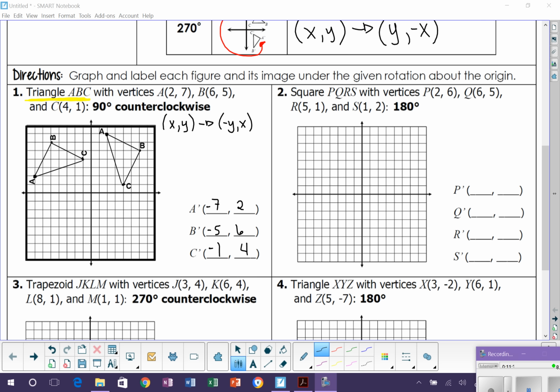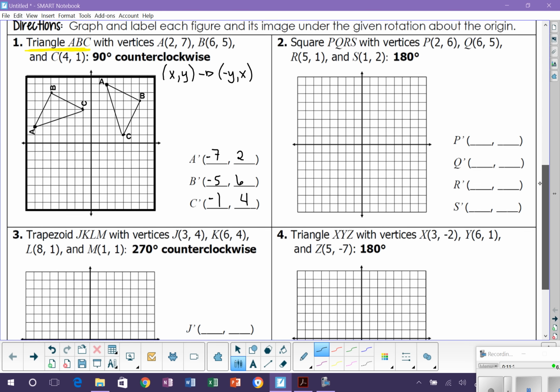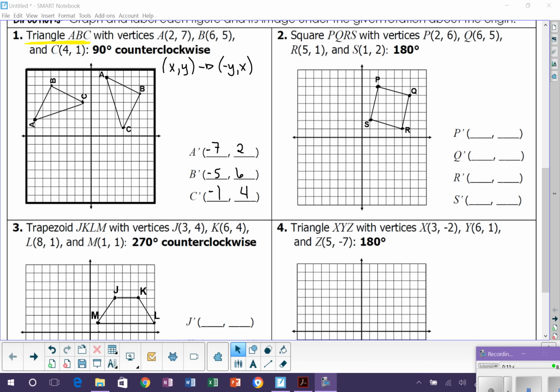Okay, so graphing the square over here. Why don't you graph the square? And so do number 2 and number 3. Graph the pre-image and then turn the video back on. So pause the video, graph the pre-image for 2 and 3. Okay, so for problem number 2, hopefully your square looks like this.